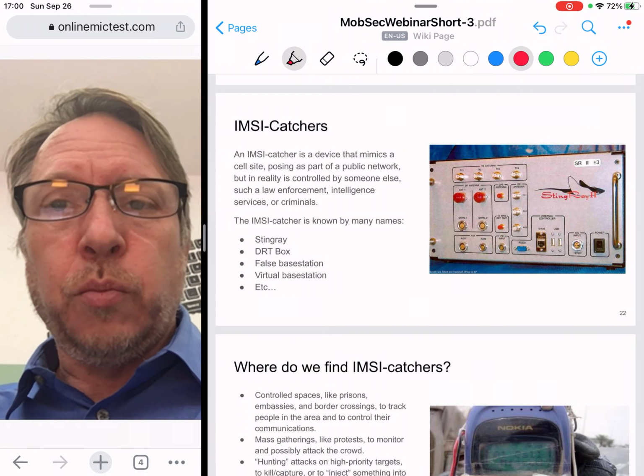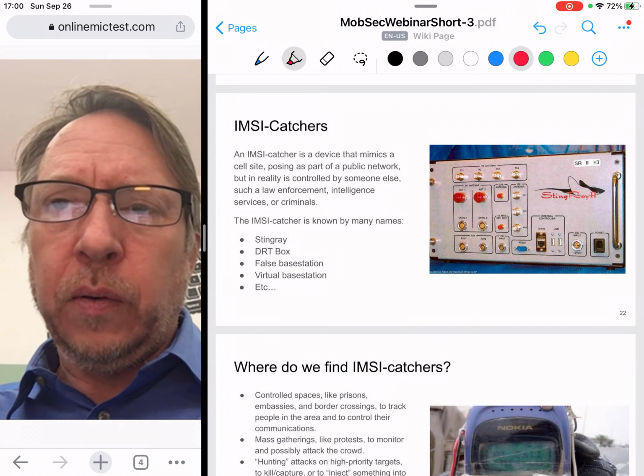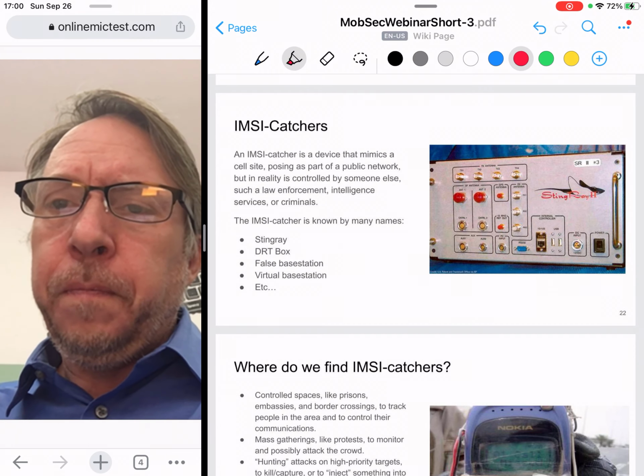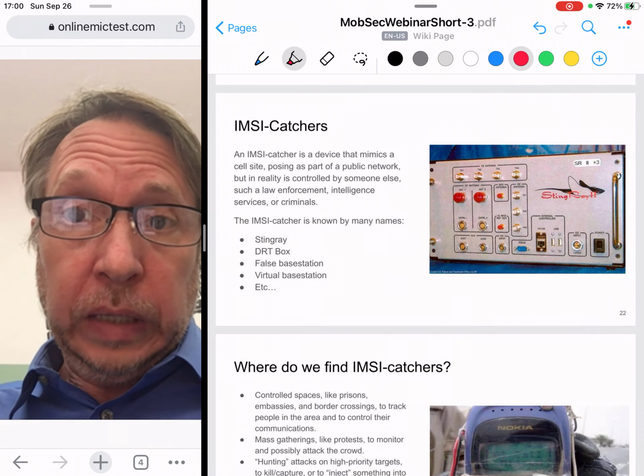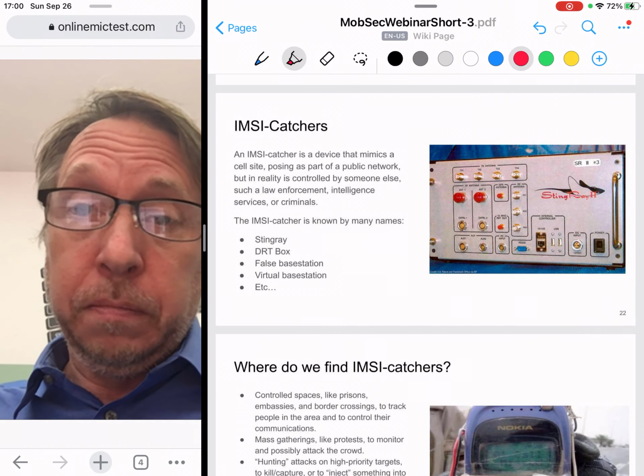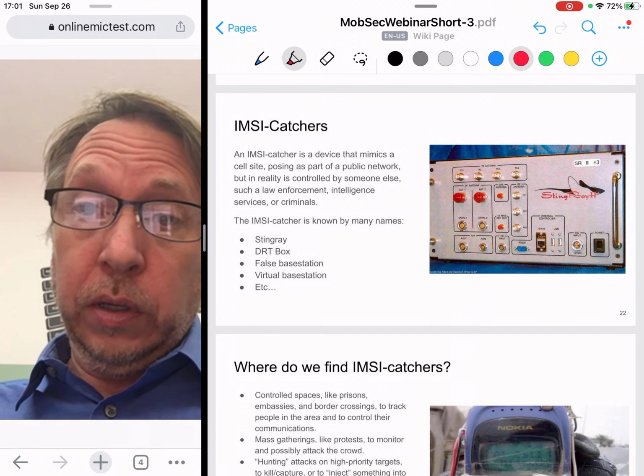Virtual base station was a term used in the original patent on this, which was filed in 1999, basically before GSM was even really deployed. Somebody had already figured out how to hack it and patented it. Rohde & Schwarz, a German test equipment company, already patented this stuff.